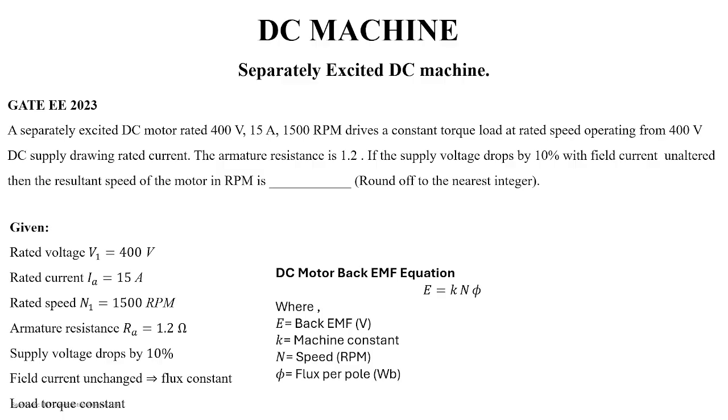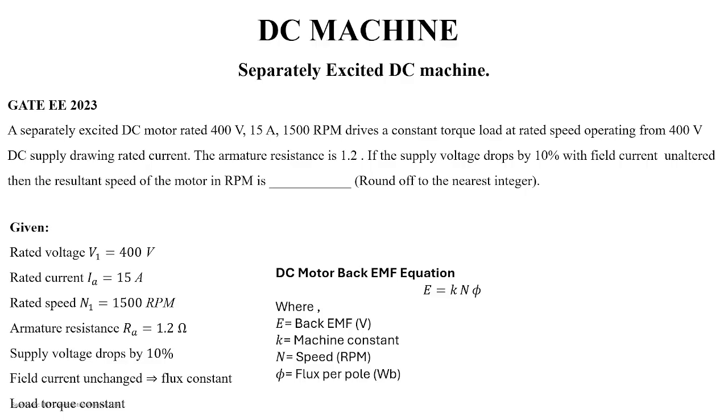Given that a separately excited DC motor rated 400 volt, 15 ampere, 1500 RPM drives a constant torque load at rated speed, operating from a 400 volt DC supply drawing rated current, and the armature resistance is 1.2 ohm. The supply voltage drops by 10% with the field unchanged, and the resultant speed of the motor in RPM is what? If the information is given in the question, the answer will be easier for us. Why? We are going to see that in the following slide.